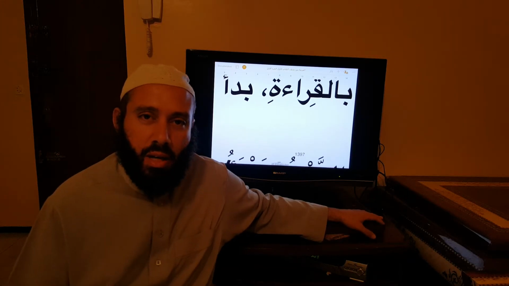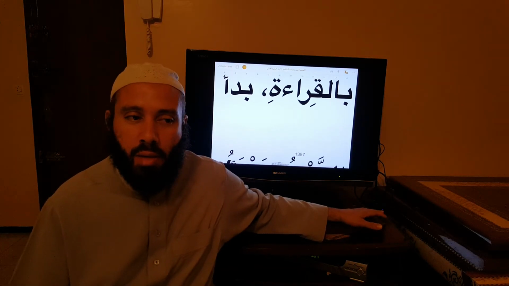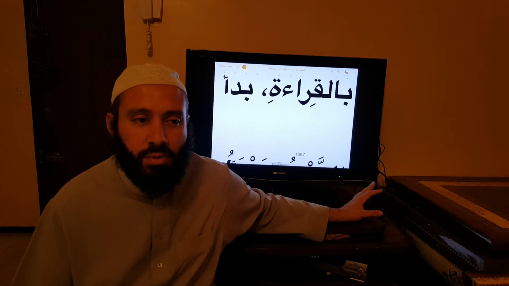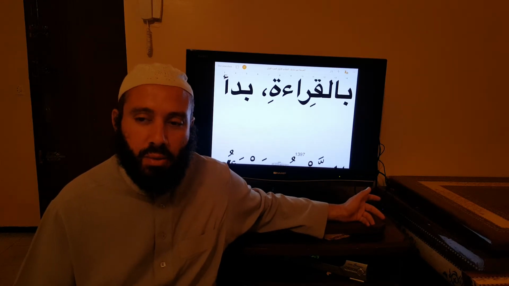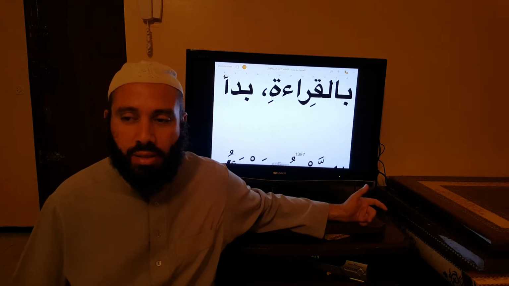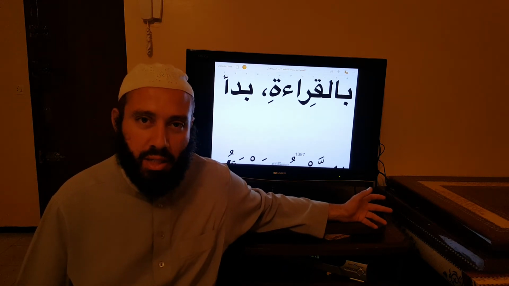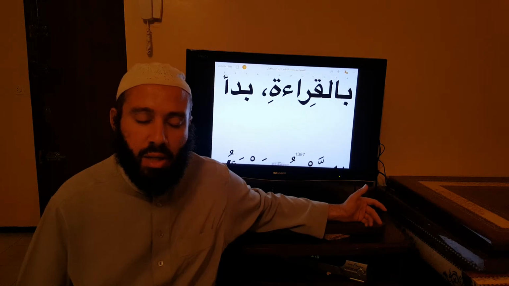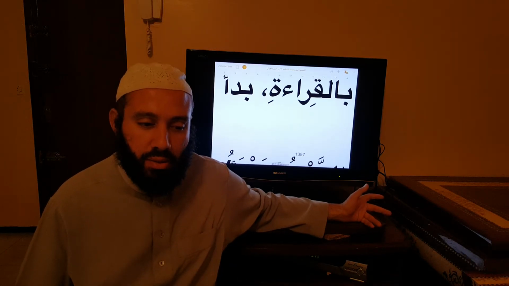For example ذهب, with a dhal, with a dot. ذهب, he went. It's a very famous verb. ذهب, he went. Okay? But if I said ذهب القطار, the train went. So ذهب here means the masculine it form. ذهب القطار, the train went.